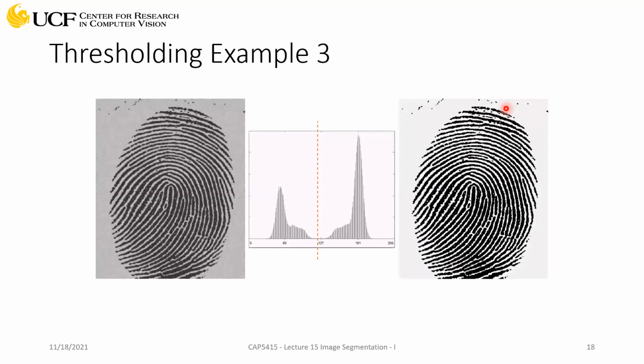Okay, so let's look at another example. This is a fingerprint, and again we can draw a histogram, and you can see that it's pretty clean, so you can easily select a threshold. All the left is background, all the right is foreground, and you can see a very clean binarized image.